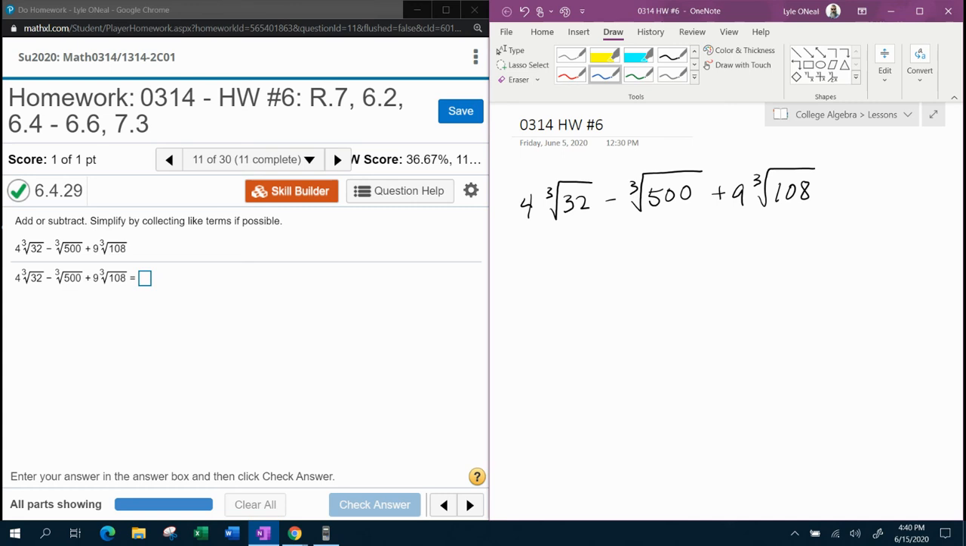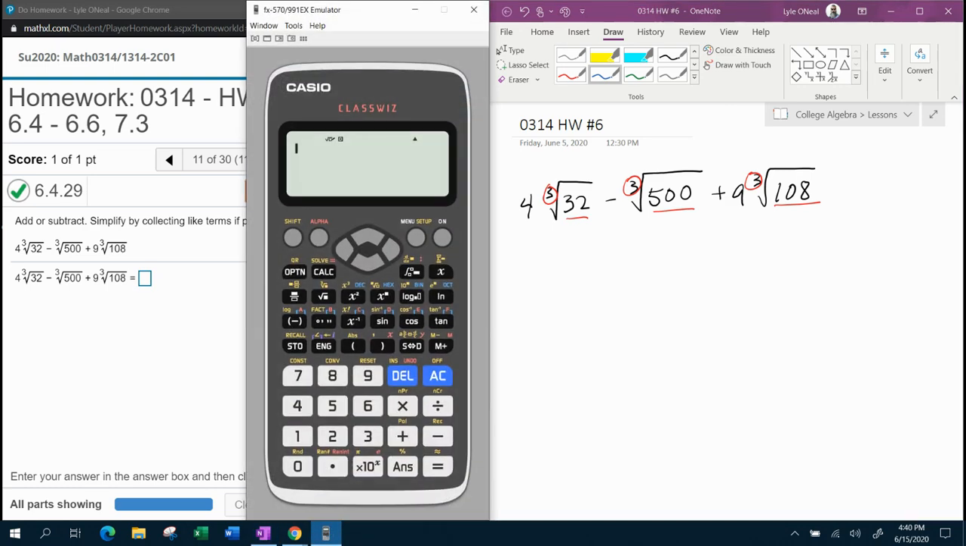So first things first, if I'm going to add or subtract radical expressions, the radicals have to have the same index. And we can see that all three of these radicals do have the same index, but they also have to have the same radicand. And they do not have the same radicand. So my first priority is to see if I can simplify these radicals so that they will have the same radicand, okay? And I'm going to use one of the features of my calculator to help me simplify the radicals, okay?